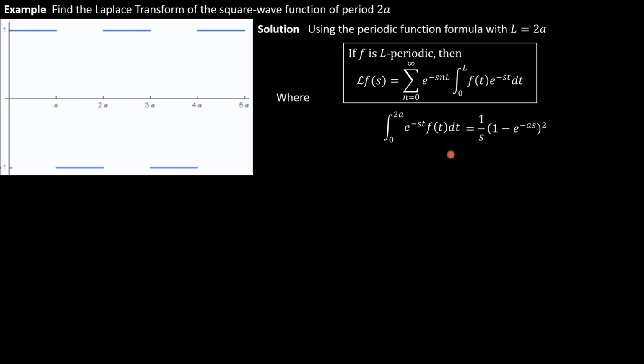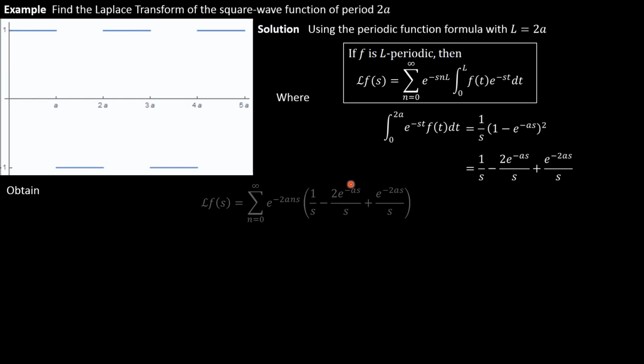I'll leave this as an exercise, but looking at your function f, it's 1 from 0 to a, and then it's -1 from a to 2a. It's a bit of a lengthy computation, easy enough for the computer to do, however. In any case, you do get this for the integral, which I chose to expand, like so.